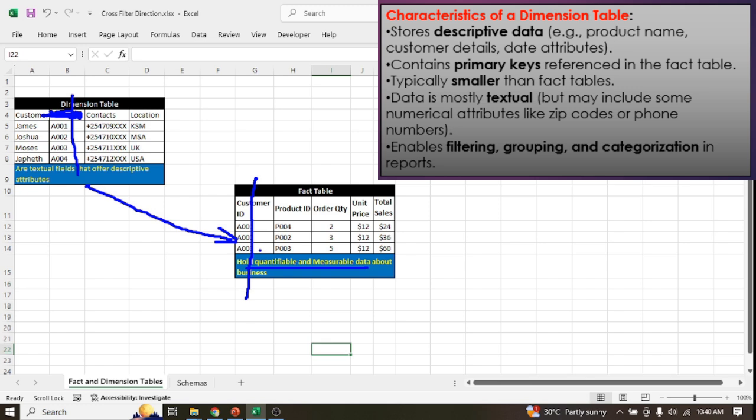So that's all about the difference between a fact table and a dimension table. So when we come back, we'll talk about schemas.